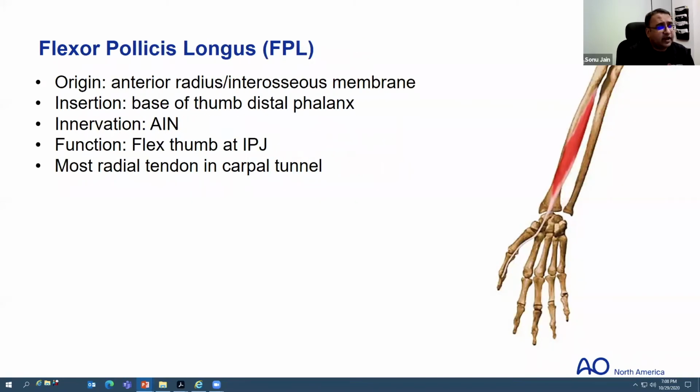And then you have your FPL, your thumb flexor, right? So it originates off the anterior radius and interosseous membrane, and inserts on the base of the thumb distal phalanx. It flexes the IP joint. It's supplied by the anterior interosseous nerve, and it's actually the most radial structure, not just tendon, in the carpal tunnel.